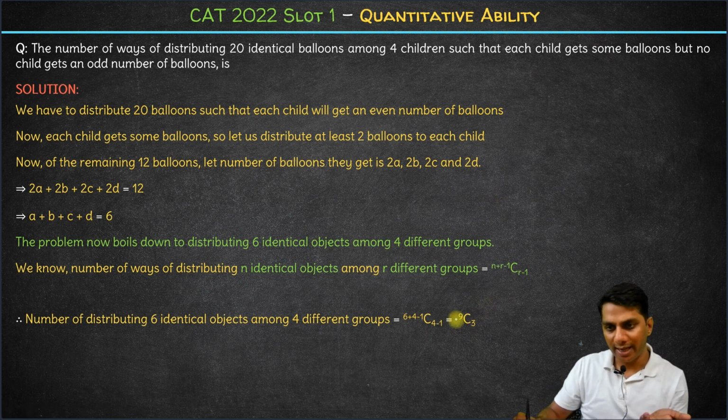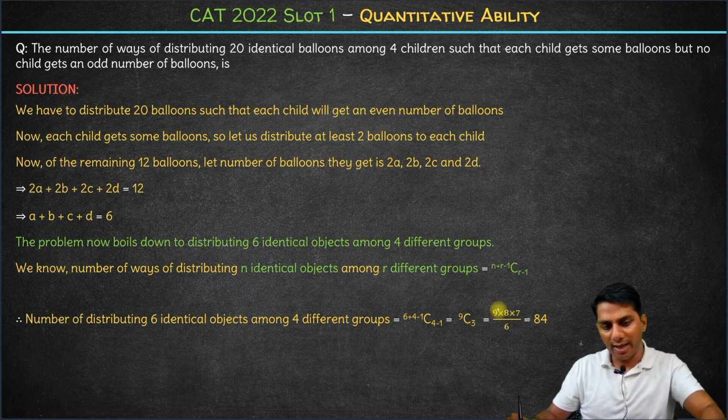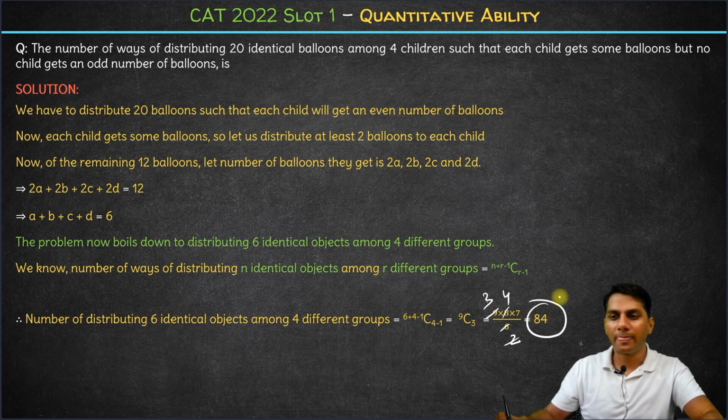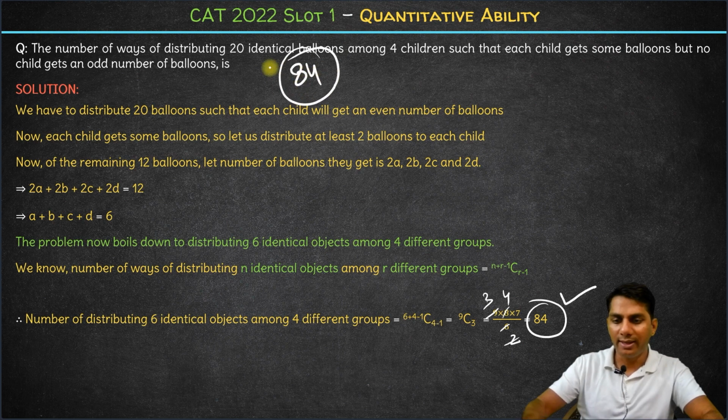9C3 is effectively 9 into 8 into 7 divided by 3 factorial, which is 6. So 9 goes by 3 three times, 6 goes by 3 two times, and 8 goes by 2 four times. So we have 3 into 4 is 12, 12 into 7 is 84. So the number of ways of distributing these balloons is 84. So the answer to this question is 84.